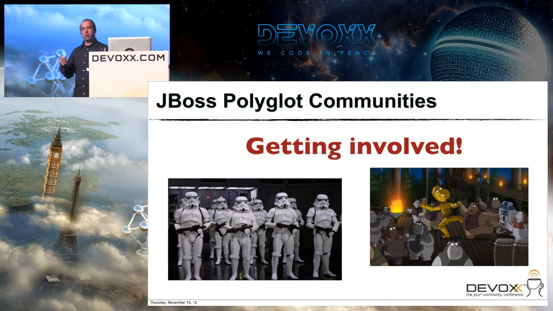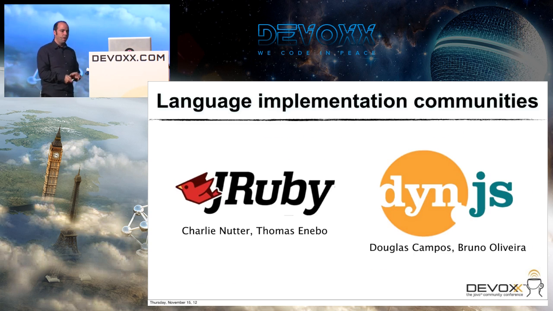So which are the different communities or endpoints we've been working on top of the application server, and how can I get involved with them? On one side, we've got what we call the language implementation community. These are communities within JBoss that are working together with the language communities in order to provide first-class implementations of those languages. On one side, we've got JRuby, which joined JBoss just a few weeks ago, where Charlie and Thomas are basically managing the Ruby implementation for Java.